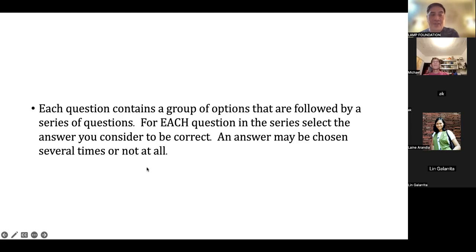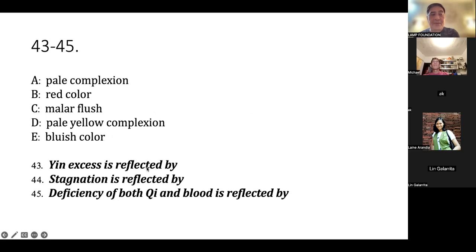Parang modified matching. Okay? Yung number 43 po is yung yin excess is reflected by, kapag yin excess po, sobrang yin. Pale complexion. Okay. Because not enough blood. Okay, what about number 44? Stagnation is reflected by letter E, bluish color. Or purplish color. So if you have a bluish purple color, ano po yung stagnation niya? Due to cold or due to heat? Due to cold. Ang galing.